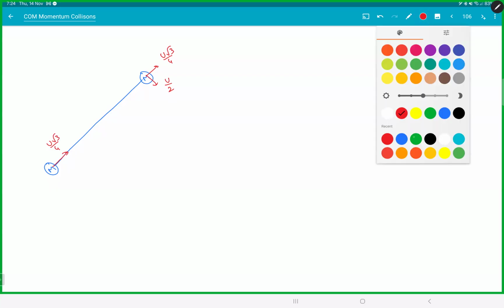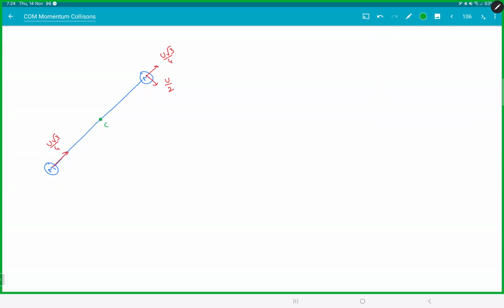And how will the trajectory be? If you observe here, since there are no external forces on the system, the center of mass will go with v by 2 in a straight line. Since F external is 0, center of mass continues to go in a straight line. So it doesn't care what these two things do. The center of mass will continue in a straight path.